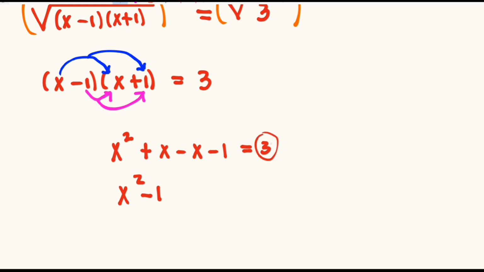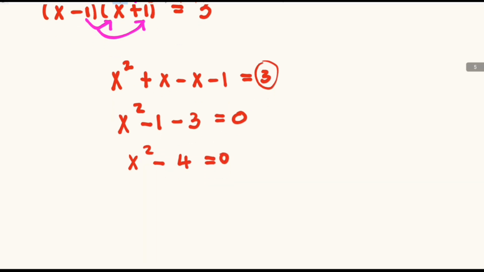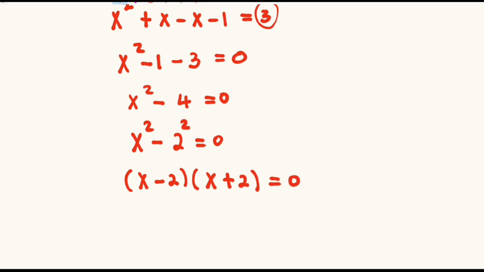And we take the 3 from the right to the left, and it will change sign from positive 3 to negative 3. So our x squared, negative 1 minus 3 will be equal to negative 4. And this will be equal to 0. So we have x squared minus 4. The 4 we express as 2 squared. And this will be equal to 0. We have a difference of 2 squares, so this will factorize to x minus 2 multiplied by x plus 2, and this will be equal to 0.